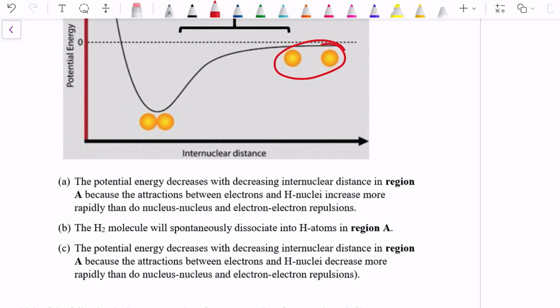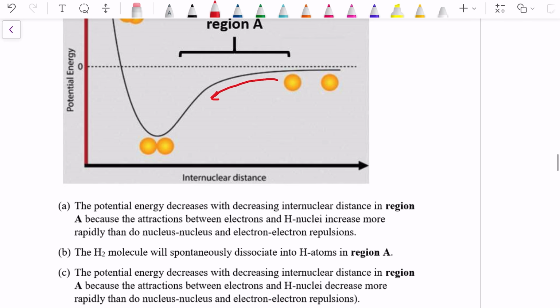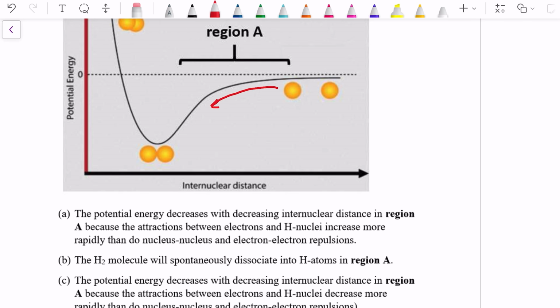A, the potential energy decreases with decreasing internuclear distance. So they're talking about decreasing internuclear distance, so it's like going this way along the curve. And that happens in region A because the attractions between electrons and hydrogen atom nuclei increase more rapidly than do nucleus-nucleus and electron-electron repulsions. This is true.